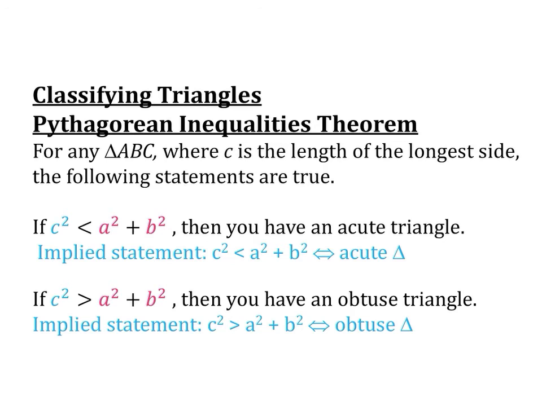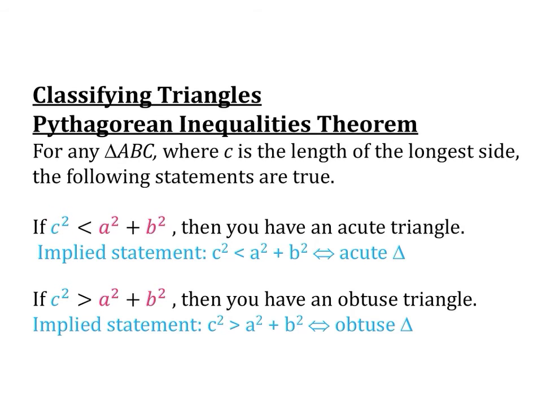true. So if C squared is less than the sum of A squared plus B squared, then you have an acute triangle. Implied statement shortens from the conditional statement. Our second statement, if C squared is greater than A squared plus B squared, then you have an obtuse triangle. And these might be easy to remember when you write C squared first and then the sum, because if C squared is bigger, it's obtuse, and obtuse is always the bigger sized angle.